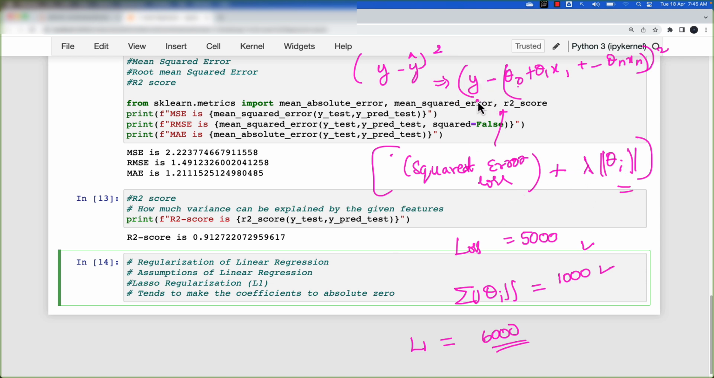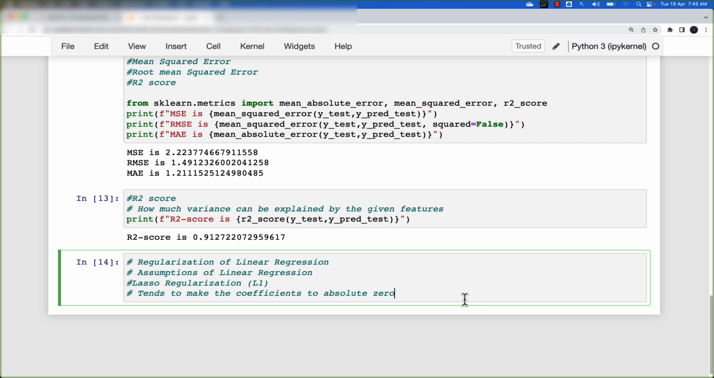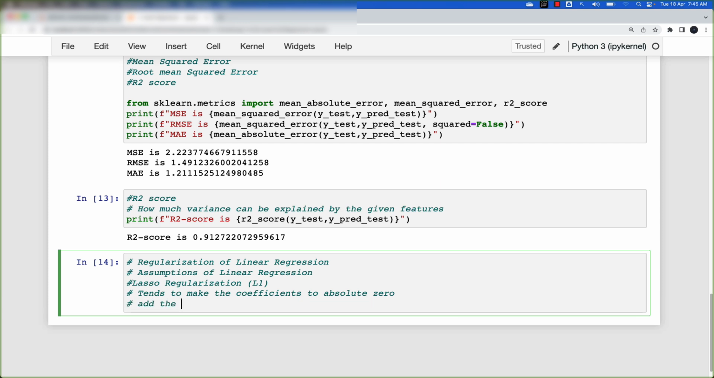The reason is, see, y is given from the data, x is also given from the data. Only the parameters, that is theta naught, theta 1, theta 2, are under my control to reduce the value of loss, which in turn forces my algorithm to reduce the values of these coefficients further. So when we are applying this L1 regularization, it actually tends to make the coefficients absolute zero, because we are going to add the absolute value of magnitude.